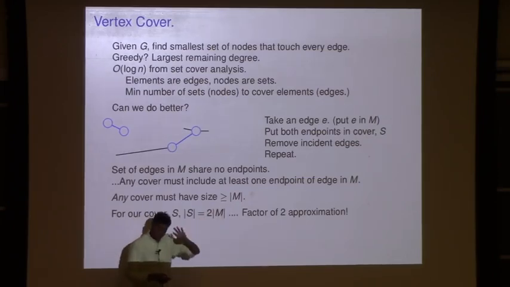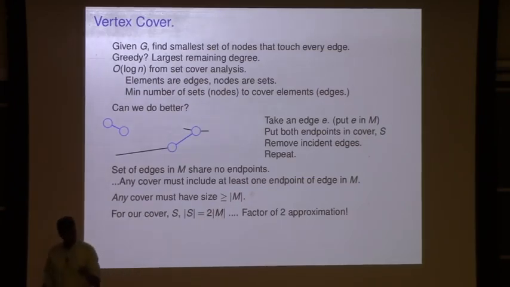And this happens over and over again. We're using the notion of the structure of optimal. What does optimal have to do? In the set cover example, optimal had to cover all the elements, so there must be one set that covers a lot of them. In this one, optimal had to cover all these edges, and I can find a solution that's only twice the cost of these edges.